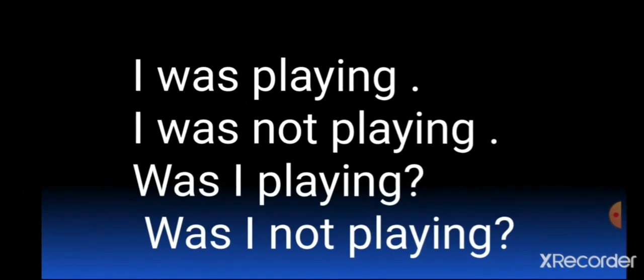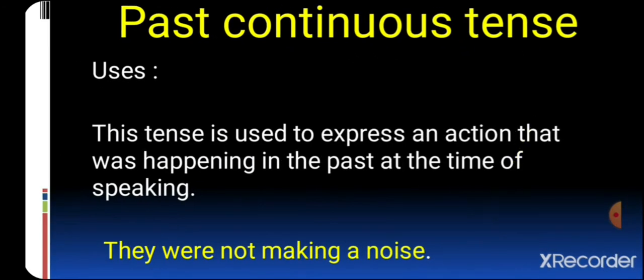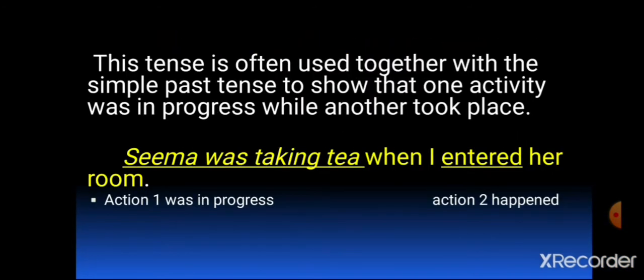Now students, let's see these examples. I was playing, I was not playing, was I playing, was I not playing. Now students, let's see the uses of past continuous tense. Students, this tense is used to express an action that was happening in the past at the time of speaking. For example, they were not making a noise.